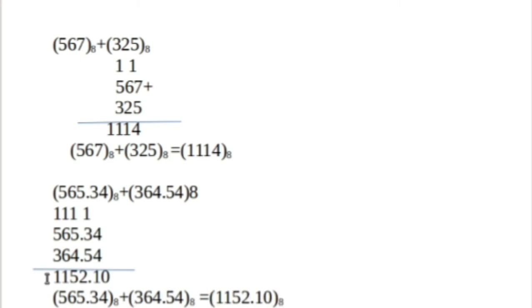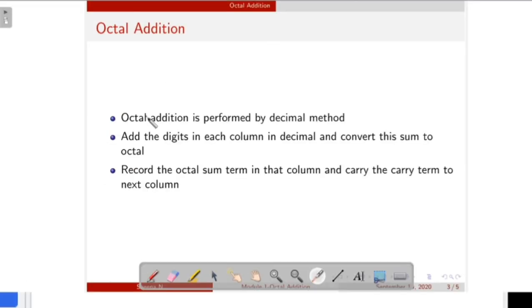Okay, so the procedure for adding octal numbers is: first, octal addition is performed by the decimal method, that means add the digits in each column in decimal and convert the sum to octal. Then record the octal sum term in that column and carry the carry term to the next column. Okay, so that is the procedure for adding octal numbers.